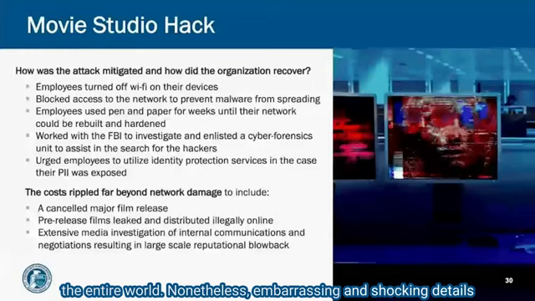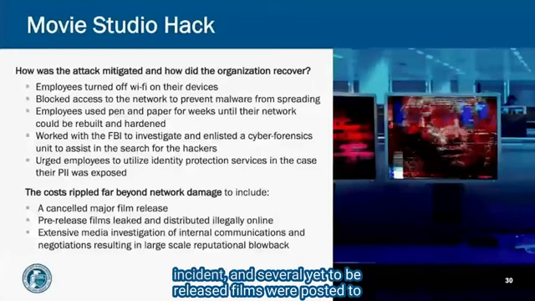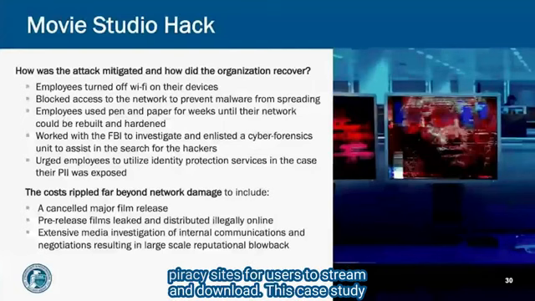Nonetheless, embarrassing and shocking details from the leaks were reported for several weeks following the incident, and several yet-to-be-released films were posted to piracy sites for users to stream and download.